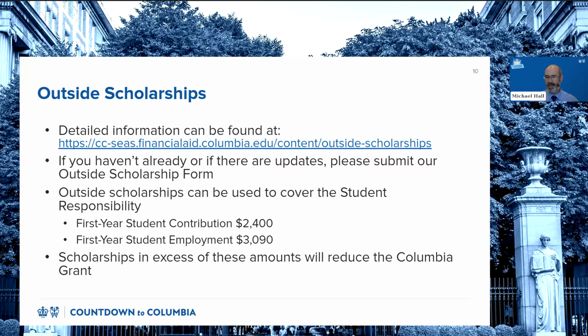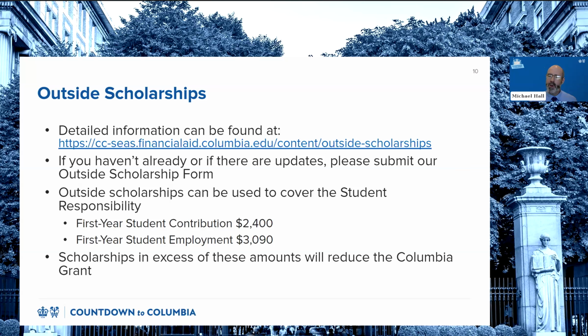First off, the policies around this are more detailed than I can get into in this presentation. So if you do have outside scholarships, I would highly encourage you to check out our website and read through all the different policies about it. But I will highlight the key policies here. Related to that, if you haven't already, please send us your outside scholarship form. This is a form that we require in our office. It's something that we would have emailed about a couple of weeks, maybe a month or so ago.